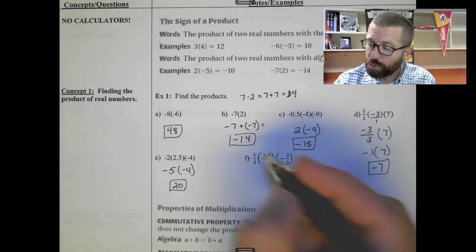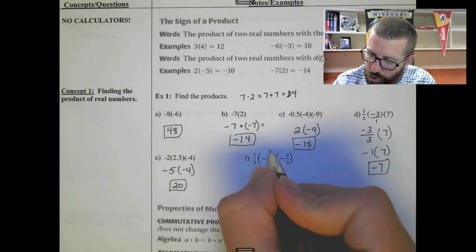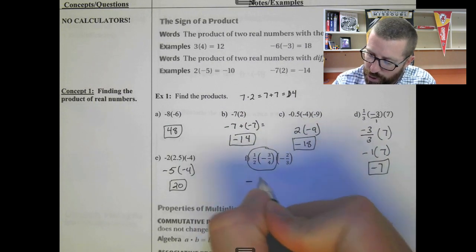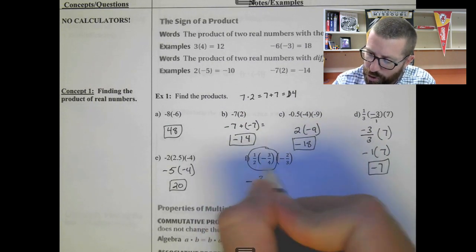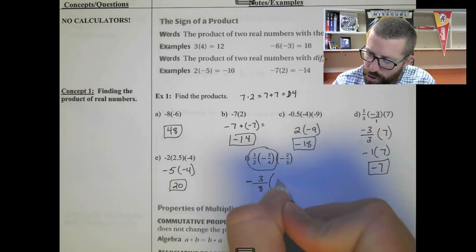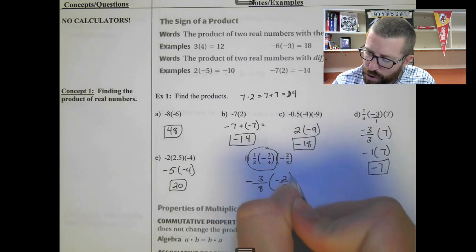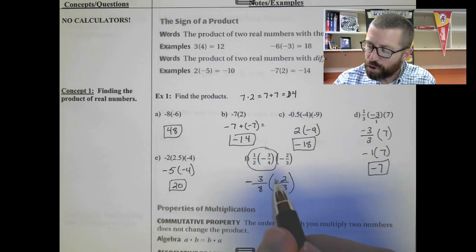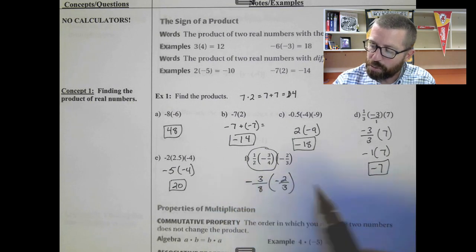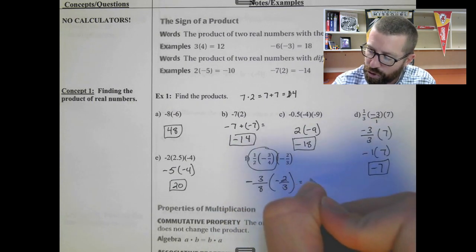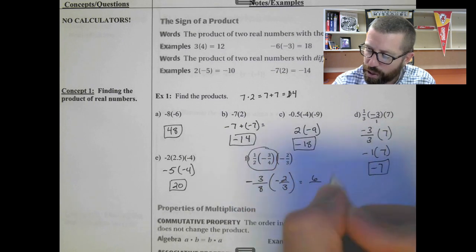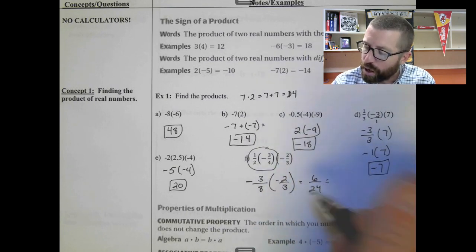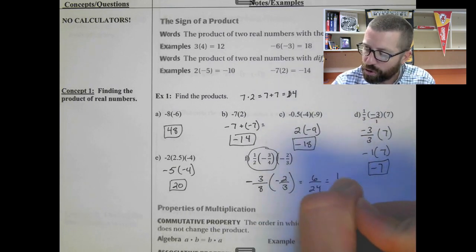When you multiply fractions, you just multiply straight across. The first two have different signs, so they're negative, and then 2 times 4 is 8. And then here, the numbers are both negative, and so that makes a positive. 3 times 2 is 6, and then 8 times 3 is 24, and that's positive because they're both negative. And then these do reduce. 6 goes into 24 4 times.